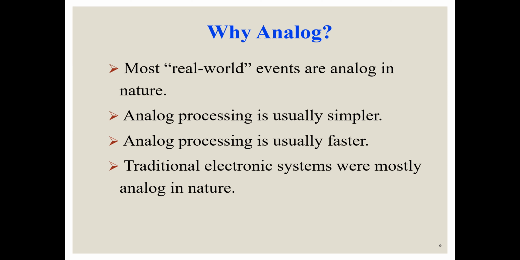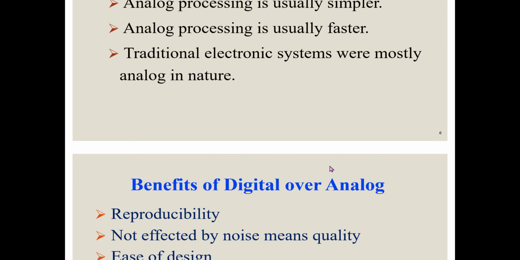Analog processing is usually simpler. Analog processing is usually faster than digital, and traditional electronic systems were mostly analog in nature. So these are the few points why we need analog.